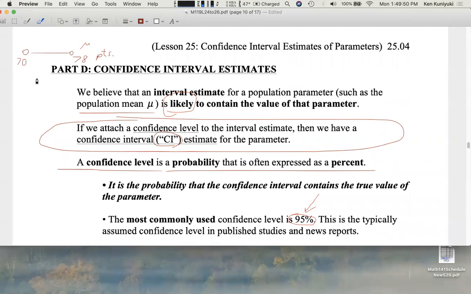And then we can ask Igor, how sure are you? How confident are you that this interval will contain the correct value for mu? It's like answering a big question. How confident are you that this interval will contain the true value for mu?